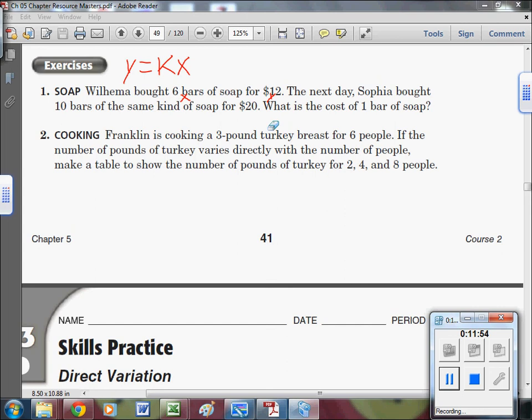So let's plug those in. Let's put 12 in y's place. We don't know k, so I'm just going to leave it as k. And let's put 6 bars in x's place. Oop, I meant to put a 6 there.